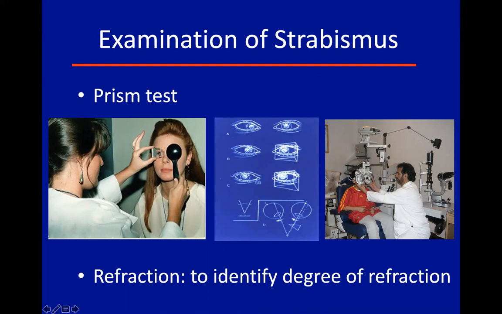Remember, we talked about the refraction. We showed this in the instrumentation when we talked about retinoscopes. It's to identify the degree of refractive error. All you have to know is three: hyperopia, myopia, and strabismus. The common refractive error in strabismus is hyperopia.